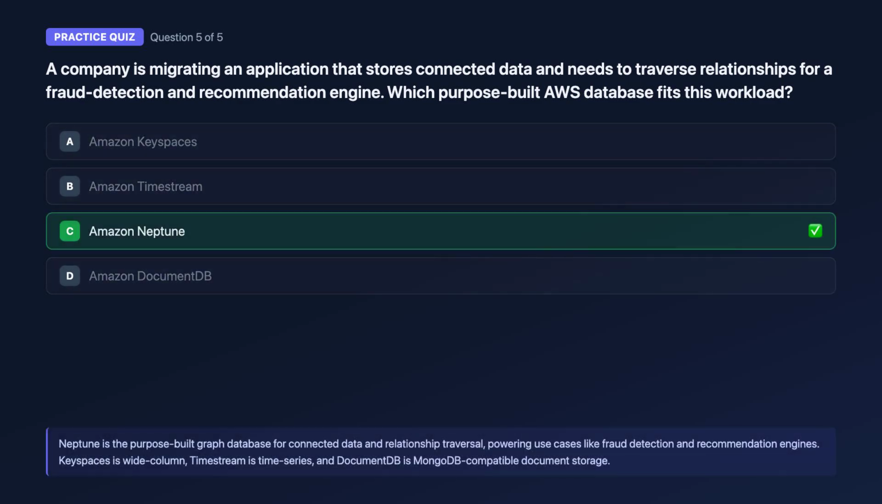The answer is C, Amazon Neptune. The keywords connected data and relationships point straight to a graph database, and Neptune is purpose-built for exactly that. Fraud detection and recommendation engines are its classic use cases. Keyspaces is Cassandra-compatible wide column, Timestream is time series, and DocumentDB is for MongoDB-style documents.